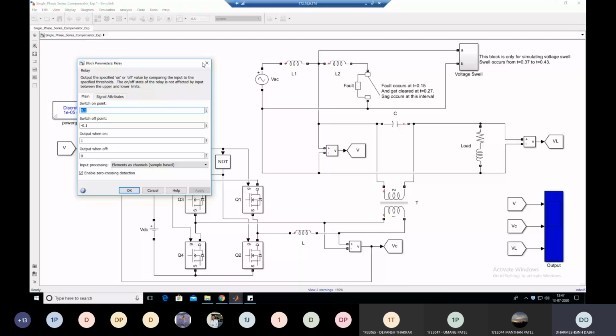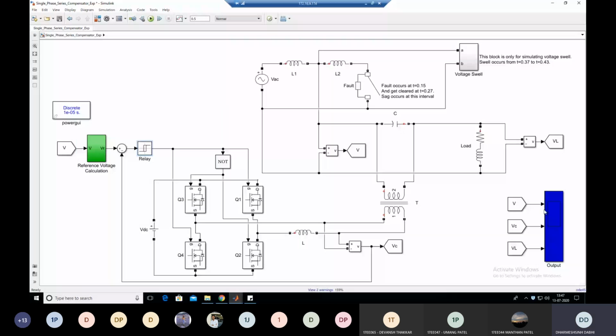Again, keep in mind that the voltage sag happens between 0.15 second to 0.27 second by this breaker, and between t equal to 0.37 to 0.43 second, the voltage swell is generated by this breaker, because in series we have connected a 500 volt AC voltage source. Clear? So let's observe the waveform.